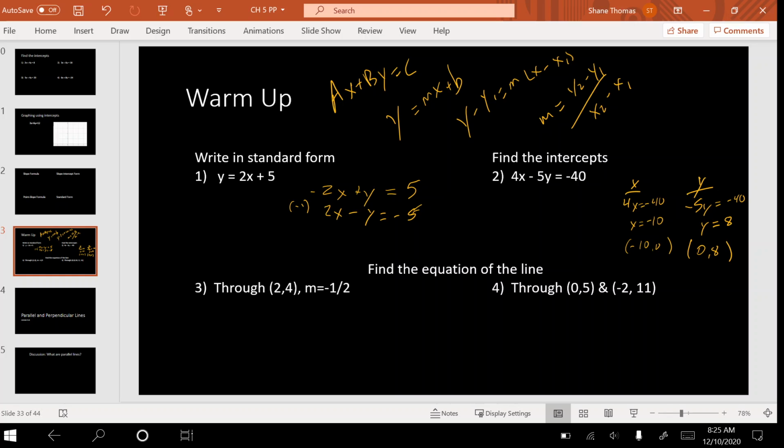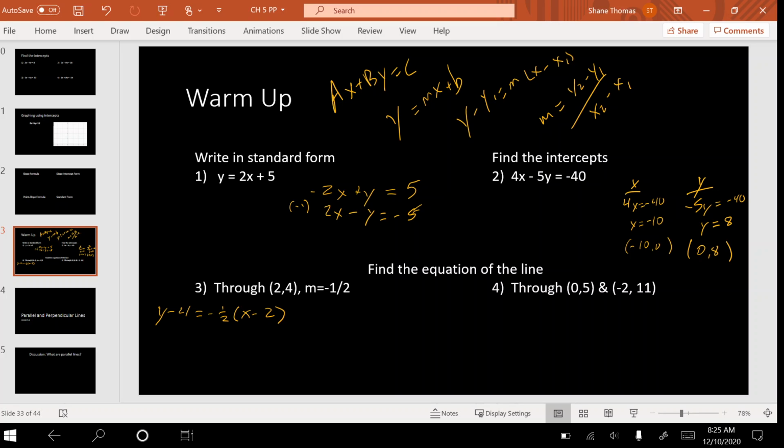All right, so then find the equation of the line. Two things we need to write an equation of the line. We need a point, we need a slope. We're going to use this more today as well. All right, so in number 3, we have a point, we have a slope. So let's put it into point slope form. So I'm going to have y minus my y term equals my slope, x minus my x term. Okay? Looks like he has the same thing there.